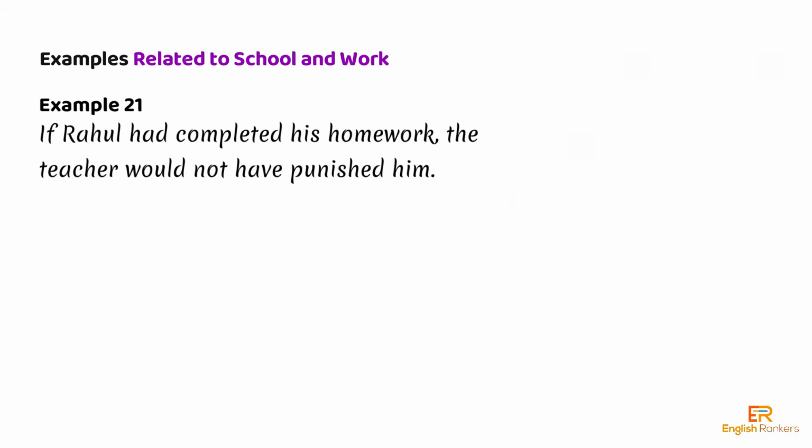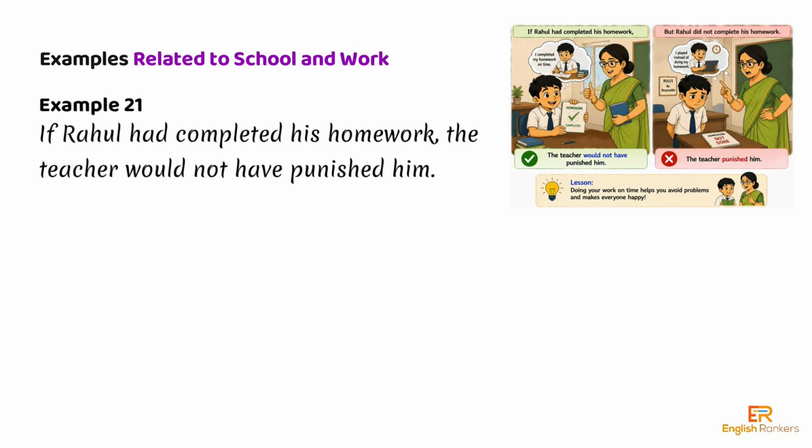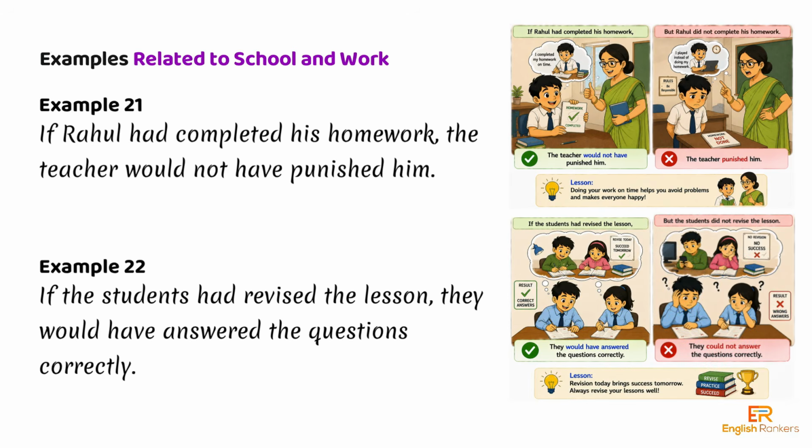Example 21. If Rahul had completed his homework, the teacher would not have punished him. Rahul did not complete his homework, so the teacher punished him. Example 22. If the students had revised the lesson, they would have answered the questions correctly. The students did not revise, so they gave incorrect answers.